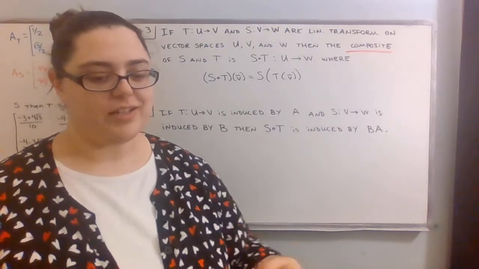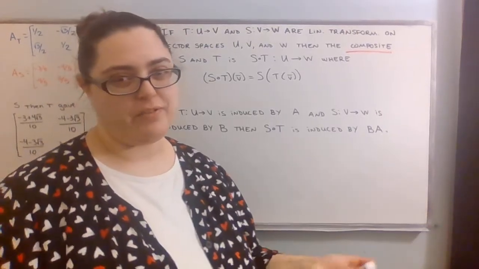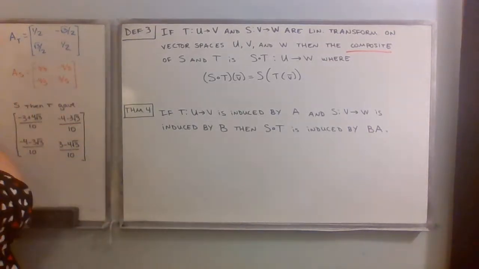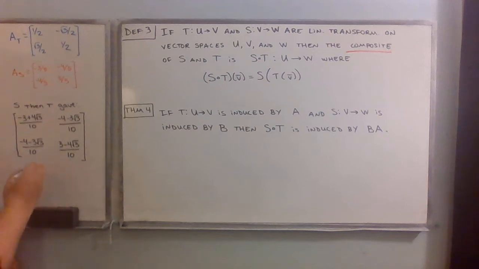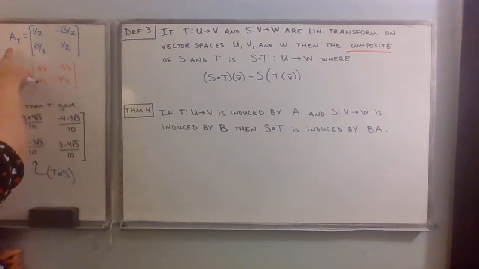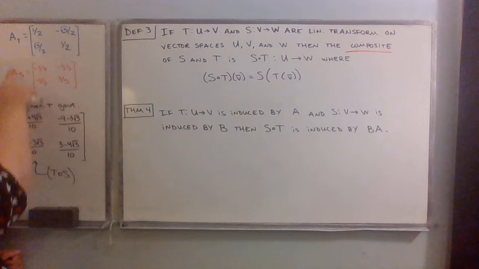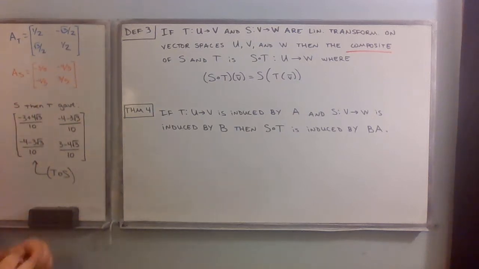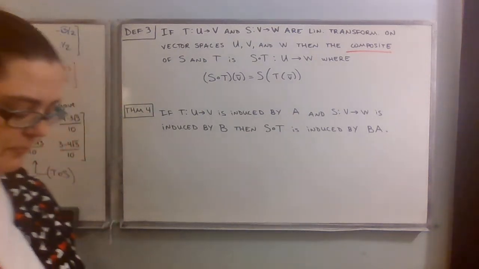So what we're going to do to start is see if we actually get the same vector. In our last example in the last video, we did S first and then T. So really, this matrix is the matrix that's inducing T composed with S, because S would be the first transformation, and then we did T. According to theorem 4, we should get this matrix by multiplying the matrix for the linear transformation T by the matrix for the linear transformation S. So let's see if that's what we get.